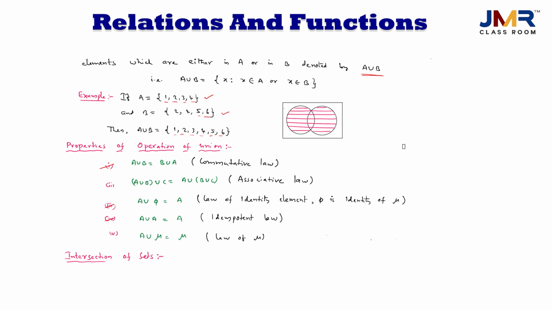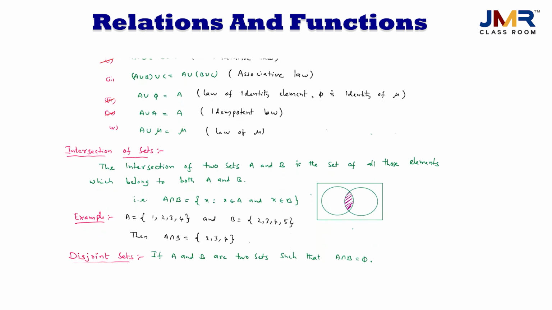So whatever the elements are present in A, those elements only will come into the union set. A union mu equals mu, because mu contains the elements. A means every element of A is an element of mu. So A union mu is again equal to mu only. Understand what is the union of two sets? The collection of all those elements which are present in set A and present in set B comes to the union set. Now, second one, intersection of sets.